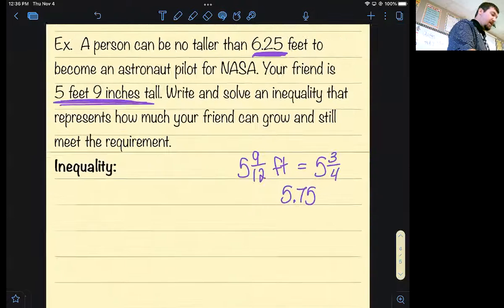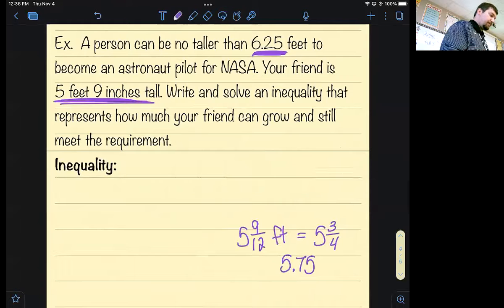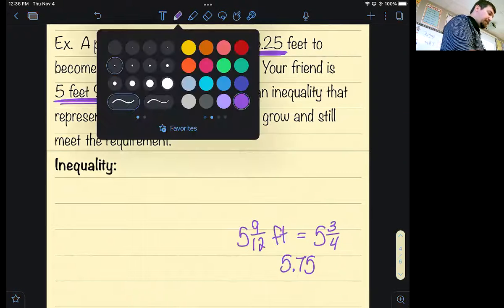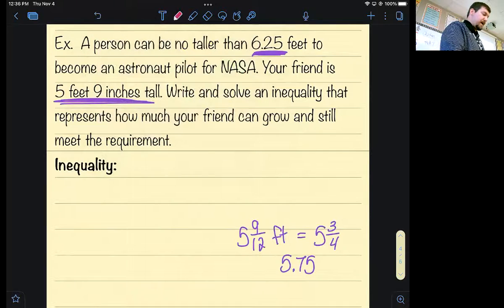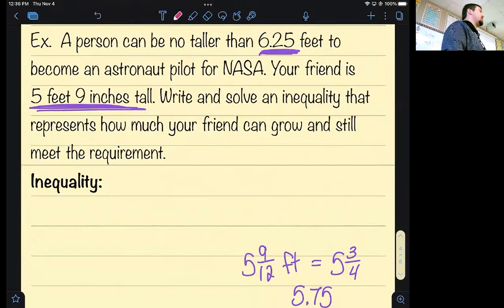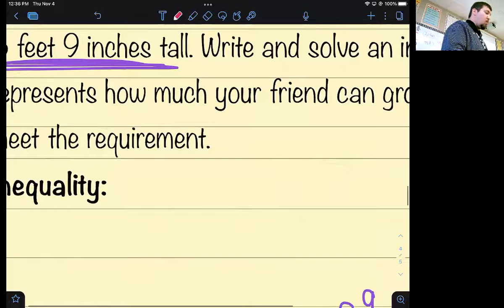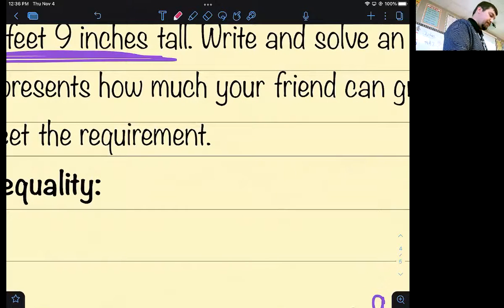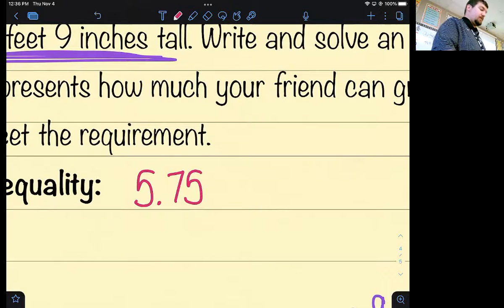Now let's write our inequality. What letter for a variable do you want to use that shows how much your friend will grow? F? Okay, F for friend. We've already decided. You're too late. So what's the current height of our friend? 5.75. And if they grow, are we going to add or subtract that to their current height?